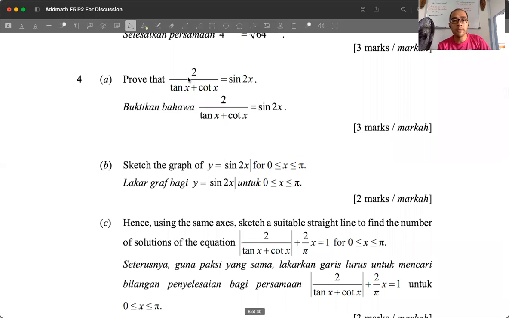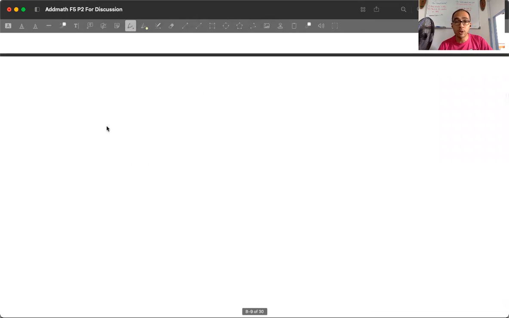2 over tangent x plus cos x cotangent x equals sine squared x. So we want to prove this. The best way to prove it is from left to right. Start with 2 over tangent x plus cot x, and we want to find it equals sine squared x. So we start with this.